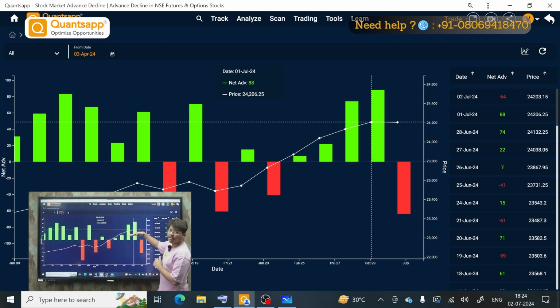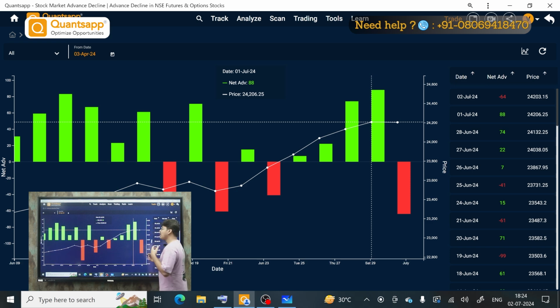Anything which is positive shows a green bar above the scale, above the x-axis. Anything which is negative shows a red bar below the x-axis. The x-axis is where you can see it's 0. So green bars indicate positive, red bars indicate negative.